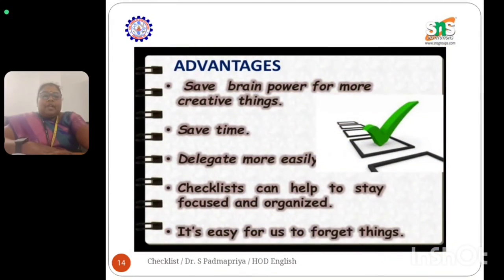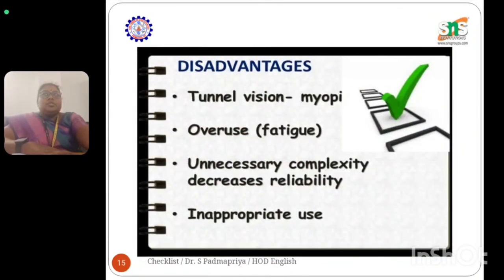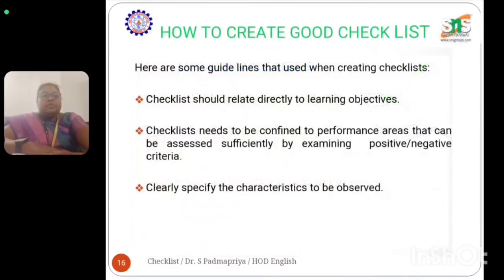The advantages of this checklist are that you save brain power. We can always save time and work according to the order of work, and based on that, it is easy to stop forgetting things. The disadvantage is overuse. If you always use it, it will make some kind of tired feeling, and it will create unnecessary complexity, and at times we make unnecessary use of it.